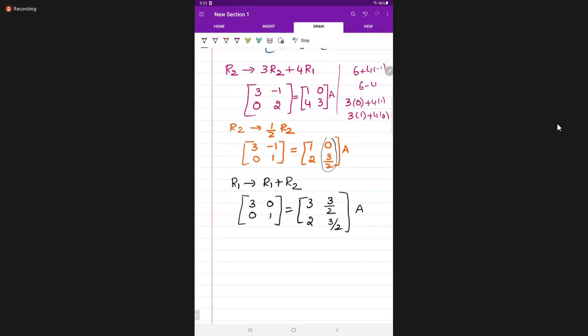Next one. Which one do we have to change now? 3, ma'am, on the LHS side. Very good. The 3, make it as what? Ma'am, 1 by 3 into 3. 1 by 3. Very good. R1 implies 1 by 3 into R1. Now tell me the answer. Answer is 1, ma'am. 1, 0, 0, 1. Here 3 by 3 is 1.